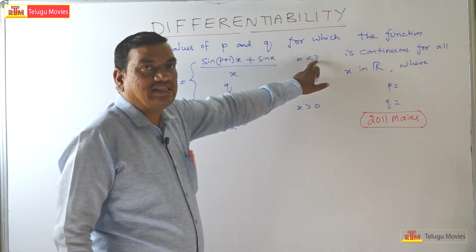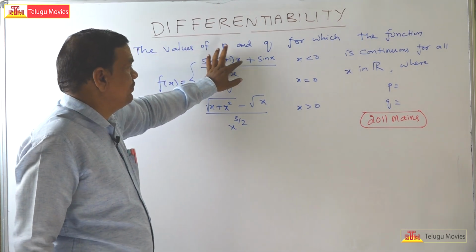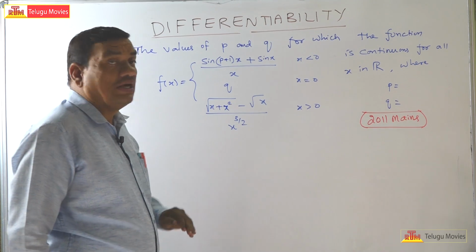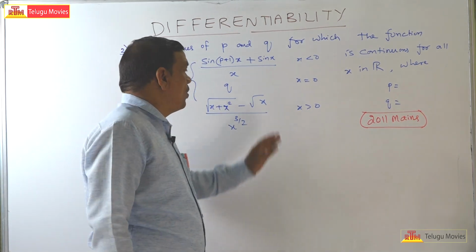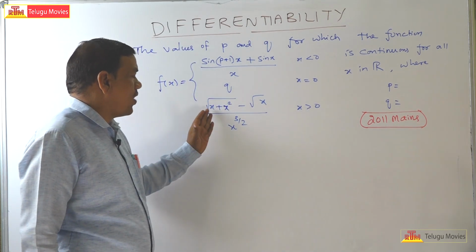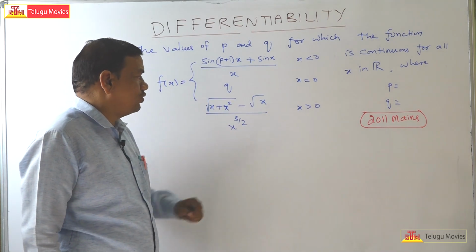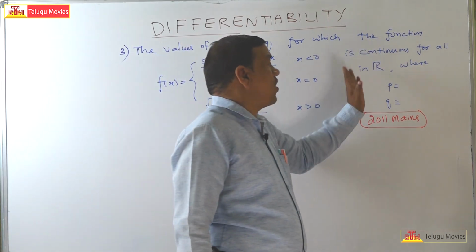when x is less than 0, the function is defined as sin of (p plus 1)x plus sin x, upon x. When x is equal to 0, the function is defined as q. When x is greater than 0, the function is defined as root of (x plus x square) minus root x, upon x power 3 by 2. Is continuous for all x in R.